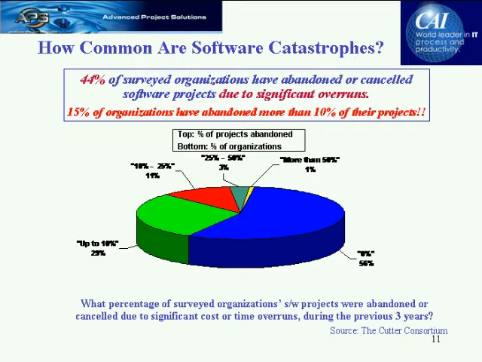Another interesting piece of data: 44% of surveyed organizations have abandoned or canceled software projects due to significant overruns. Let's just look at that piece of data again. 44%, that means almost half of all the software development organizations have canceled or abandoned some of their projects. Now, obviously, there's no worse way to waste money than to throw away a project.